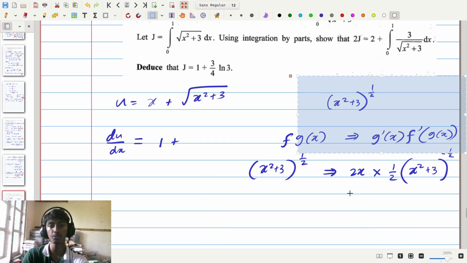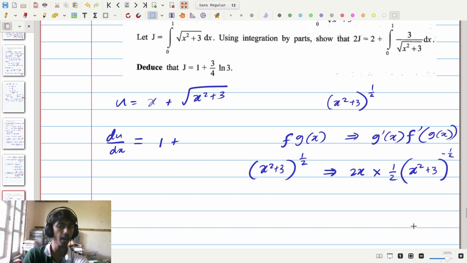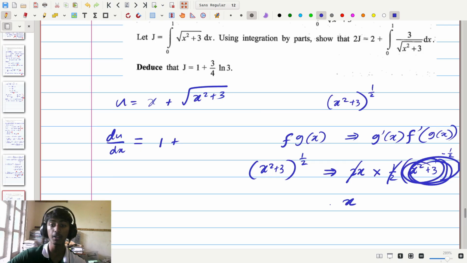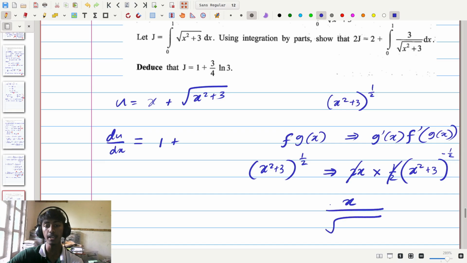Now considering this, we can see we have a negative power of a half, which is 1 over the square root of that value. Therefore, if we simplify this, we can cut the 2 and the half, leaving us with x, and then this thing turns into 1 over x squared plus 3 to the power of a half, which is going to be equal to the square root of x squared plus 3 on the denominator. So therefore we get this term right here.